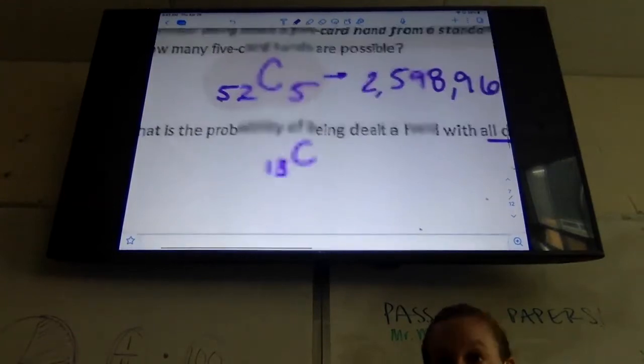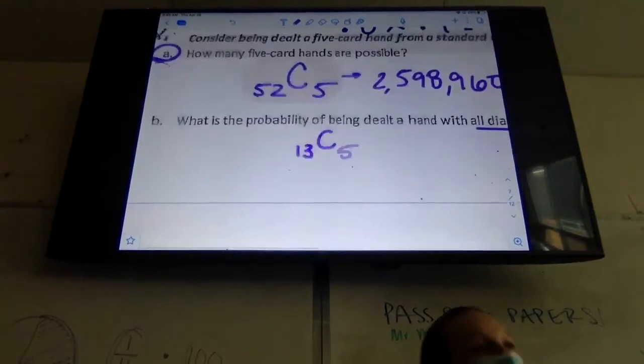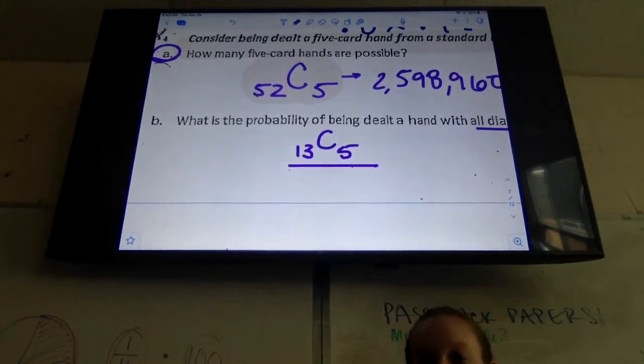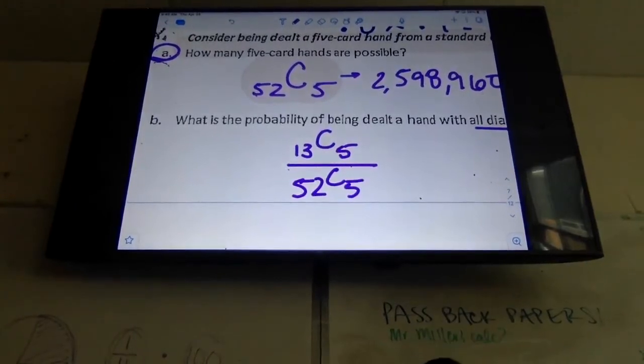A hand, which is 5. So 13 choose 5. That's all of my success. And then my denominator is all the total, which is what we found above, 52 choose 5. And I actually am good with the answer being left here: 13 choose 5 over 52 choose 5. Cool. That's not too bad, is it?